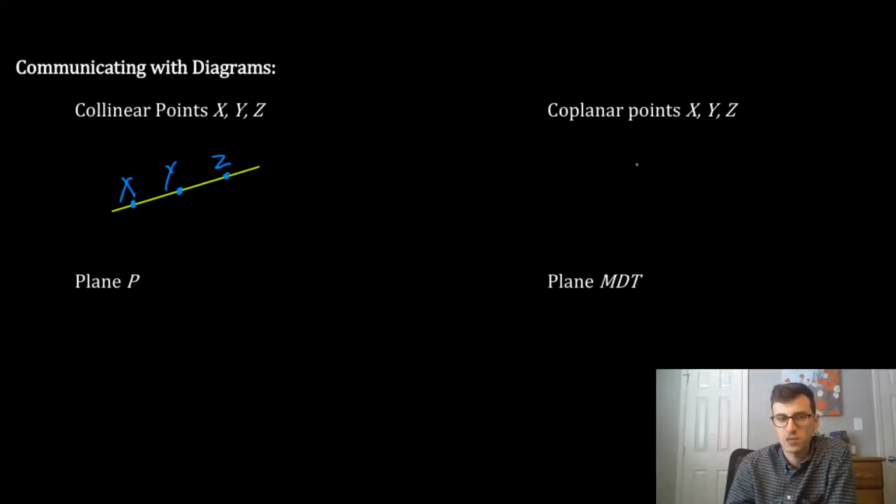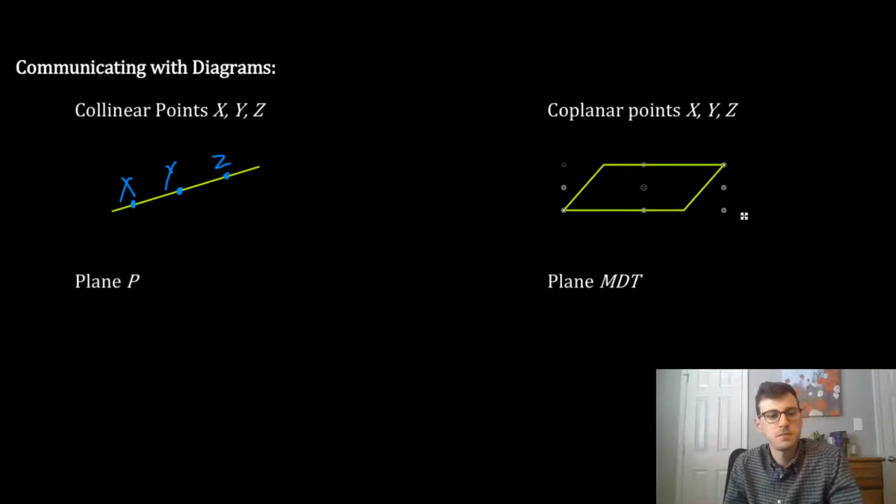Coplanar points, X, Y, and Z. So now we have a plane. There's our plane. And our points are anywhere on this plane, right? We have X, Y, and Z. Anywhere on that plane. I would say that collinear points are always coplanar, but coplanar points are not always collinear.